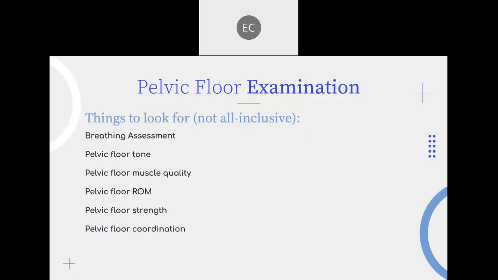Okay, for the pelvic floor examination, things that we're looking for are diaphragmatic rib and pelvic floor mobility with breathing. Looking for hyper or hypotonicity of the pelvic floor, sensation, pain or tenderness of the muscles, reduced mobility of the pelvic floor, activation, strength, endurance, and coordination, and the ability to isolate and relax the pelvic floor.